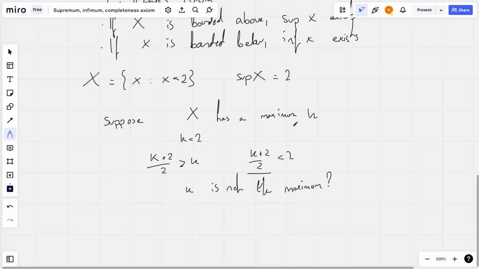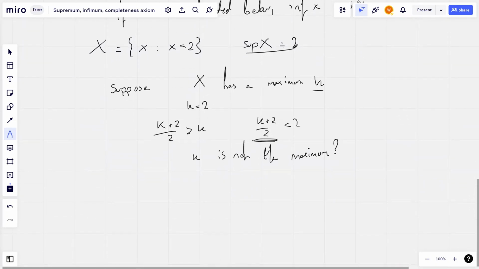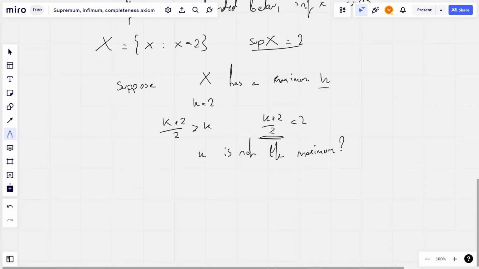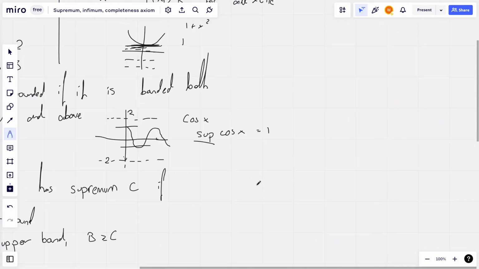So this gives us a contradiction because we assumed that X has a maximum k, but now we just found a greater maximum, so a maximum does not exist. But we have that the supremum of X is 2.